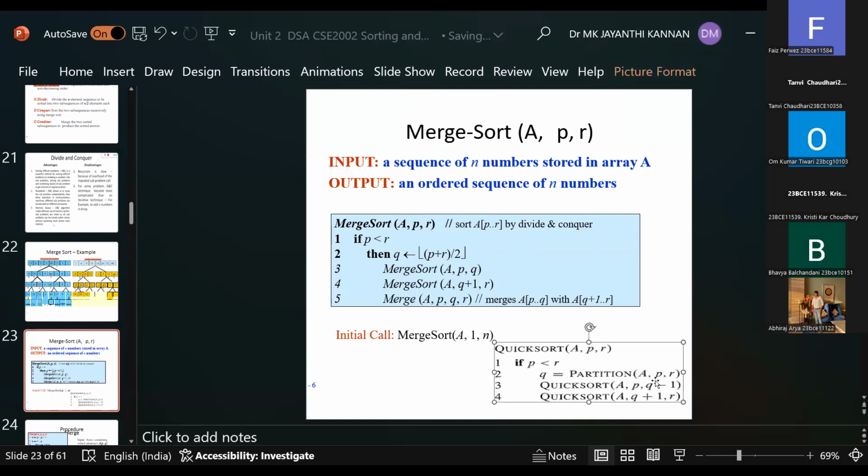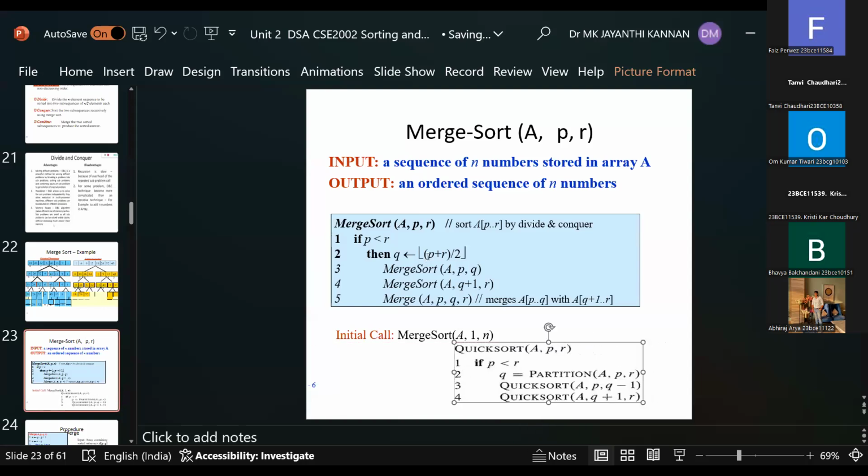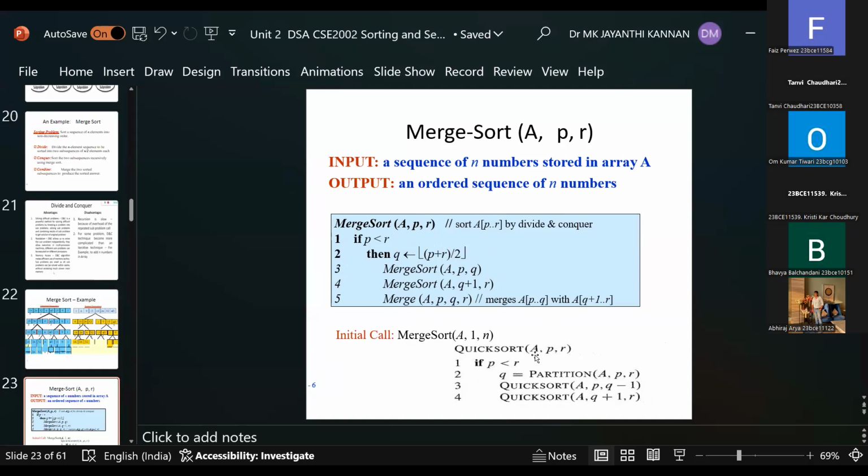Any doubt with respect to quicksort and merge sort? In merge sort also we are passing the array and P and R, where P is the zeroth index and R is the size of the array. Here in quicksort also we are passing the same array of n numbers, P comma R, where P is the zeroth index and R is the last index position. Then we check if there are elements in the array. If there are some elements, then only we can make the recursive call: merge sort of A, P, Q means merge sort, and quicksort means quicksort of A, P to Q minus 1 and A, Q plus 1 to R. Any doubt?